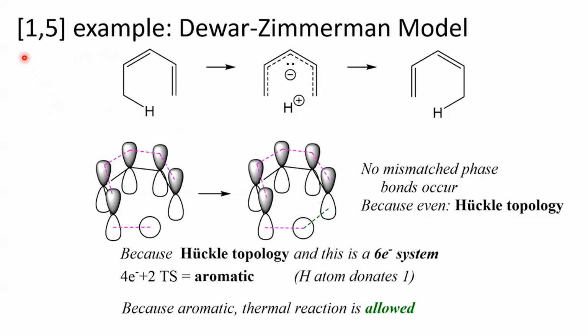Now looking at a 1,5 sigmatropic rearrangement, here's our starting point, here's our transition state. We can draw out our initial p orbital interactions, as well as our hydrogen interacting with the other side of the p orbital. We can draw in our final bond, shown here. Again, there are no mismatched phase bonds occurring. That counts as even. Therefore, it's a Huckel topology once more. This time, though, we've got 1, 2, 3, 4, 5, as well as the 1 electron donated by the hydrogen. So this is a 6 electron system, or 4 electrons plus 2. Therefore, it's an aromatic transition state. And because it's aromatic, the thermal reaction is going to be allowed.